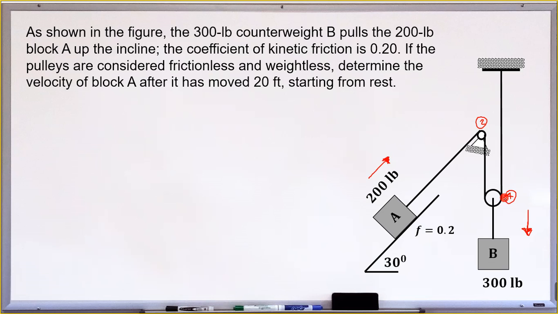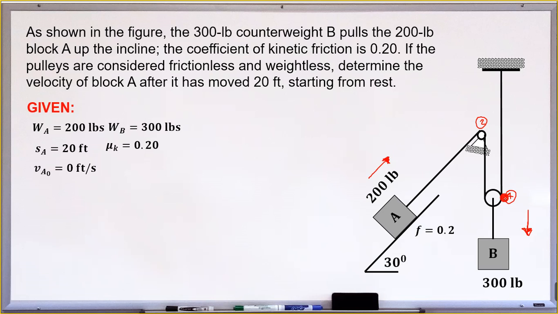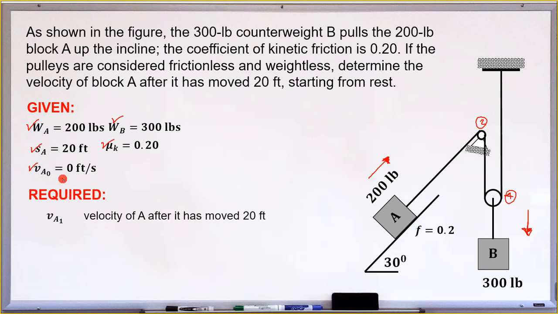Mo na assumption. So ang given nato, we have the weight of block A, then we have the weight of block B, the displacement of A, that is 20 feet, then the kinetic friction of the inclined plane, and the initial velocity of A, that is 0 feet per second kay starting from rest man. So the requirement, I think usa lang, no? So we have only one requirement, that is the velocity of A after it has moved 20 feet.